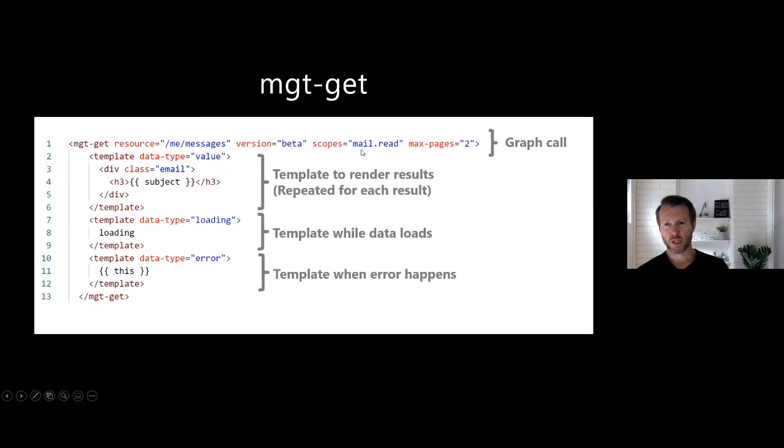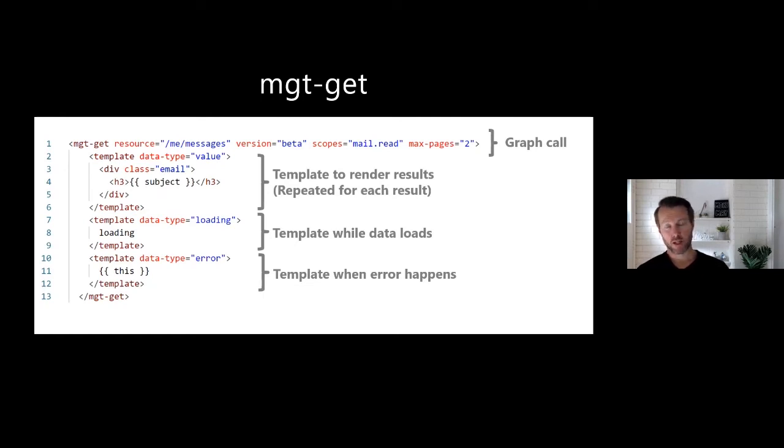The scopes is the permission that the user needs to consent to for me to go and get those messages. So in this instance, it's mail.read. Now the Graph Toolkit, this is a great thing about the Graph Toolkit, is it includes all of the logic that if a user hasn't consented for my application to go and read their mail, it will pop up a nice dialog.